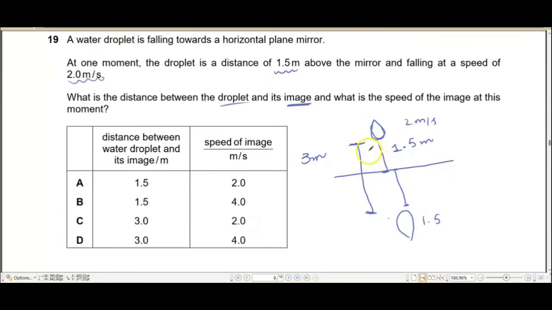And obviously everything else is just the same in the mirror. The speed, the distance, the size, it's just laterally inverted and nothing else. So the speed of the image would be 2 meters per second. So 3 and 2, C is going to be our correct option.